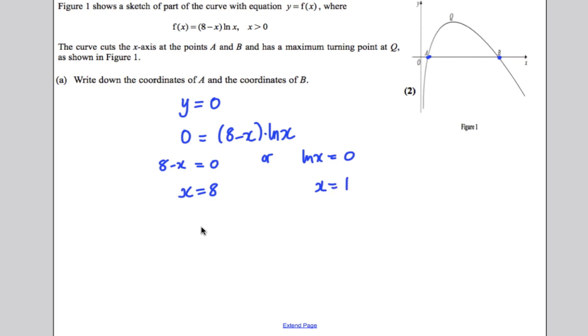So therefore, A must have the coordinates (1, 0), because it's the one closest to the y-axis here, and B must have the coordinates (8, 0). And it's as simple as that. It wasn't supposed to be difficult, that's why it's 2 marks.